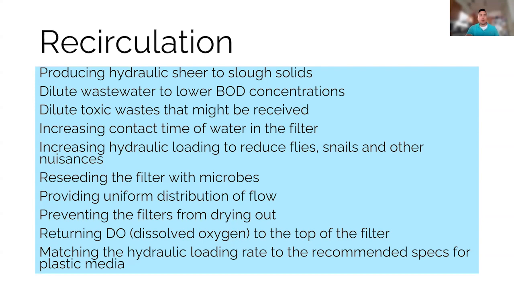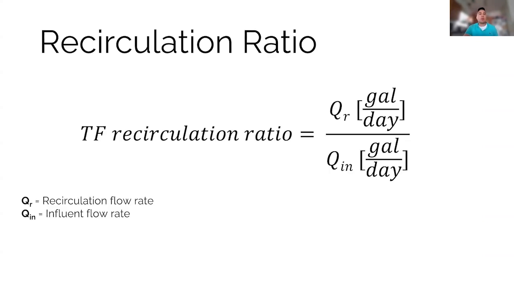It can help reseed the filter with microbes, provide uniform distribution of flow if you have a low influent coming in. It helps prevent the filters from drying out. It can return DO to the top of the filter, and it helps match the hydraulic loading rate to make it more consistent for what's required of the media itself. The recirculation rate is very simple to calculate. It is just going to be the flow recirculating versus the influent flow.